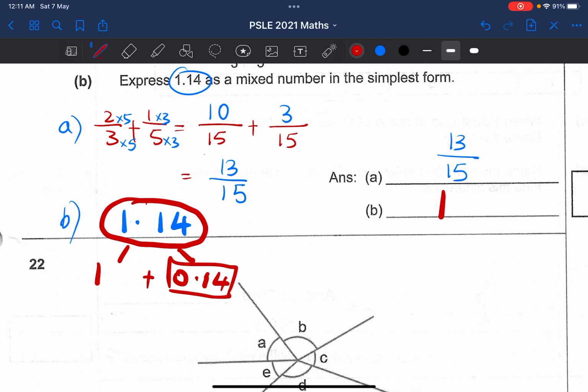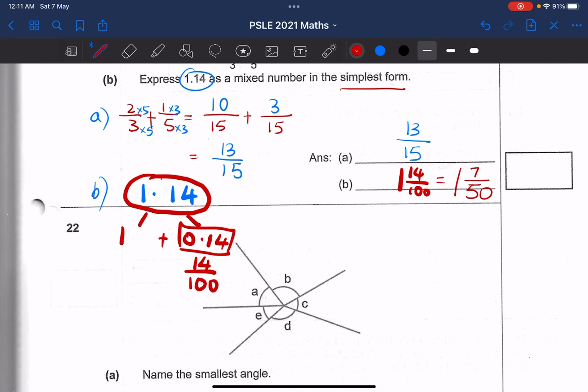0.14. What is it in fraction? 0.14 is 14 out of 100. Right? Because 4 is in the 100th place. So 14 out of 100. There you have it. You have a mixed number. But remember, we will need to make sure that it is in the simplest form. If the instructions say so, then there's no way we can keep our answer without the simplest form. That means no marks will be given if you don't have it in simplest form. So make sure you check that your fraction answer is always in simplest form, whether they ask for it or not.